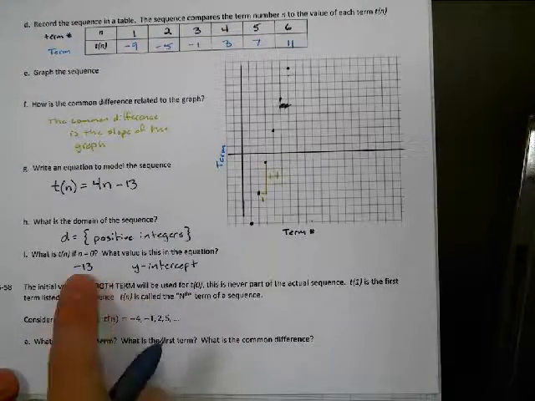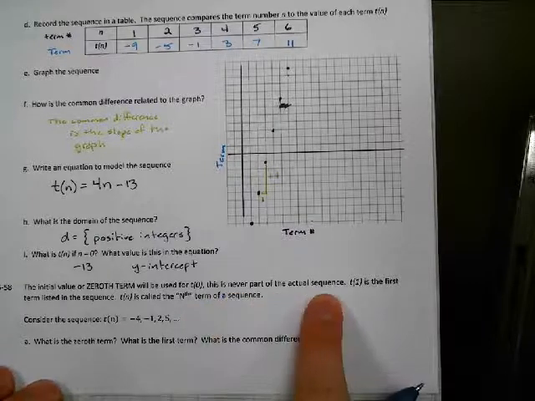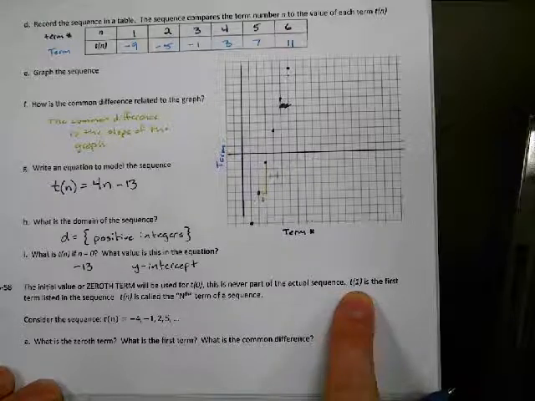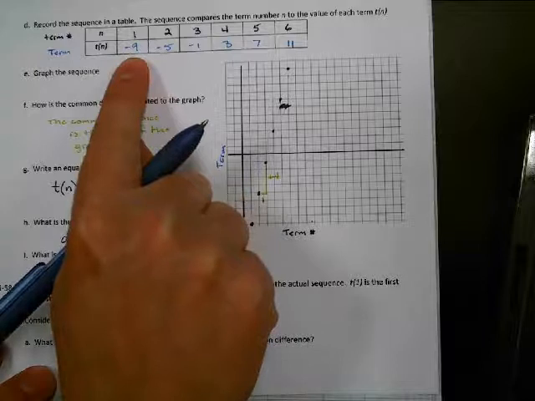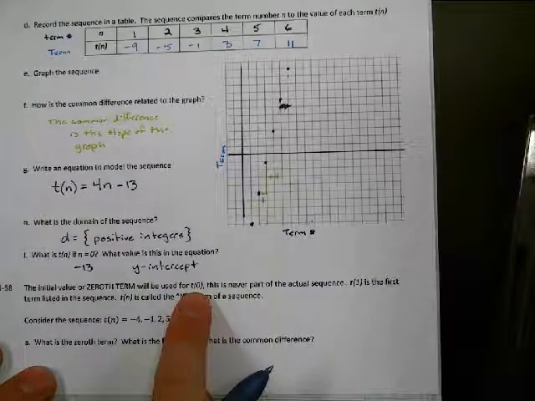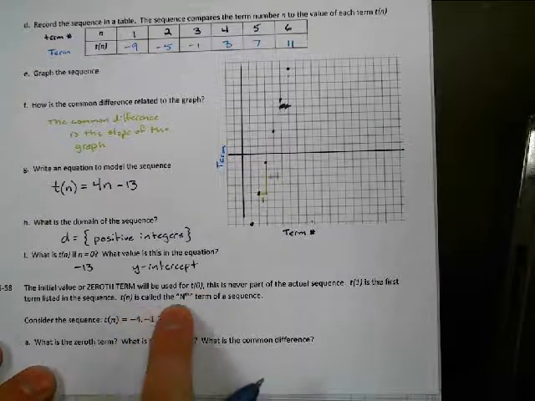So this is never part of the actual sequence. T of 1, the first term, is actually the first term. So this is T of 1, negative 9. That's the actual first term. There never is an actual T of 0, the 0th term. Okay, so T of n is called the nth term in the sequence.